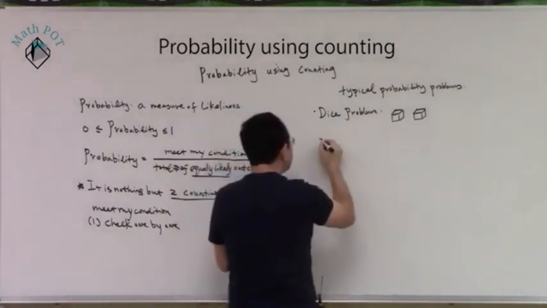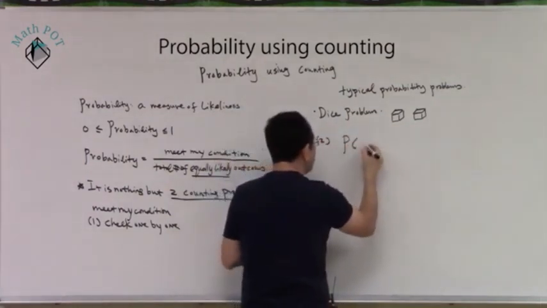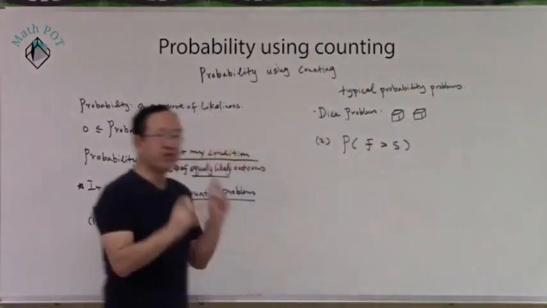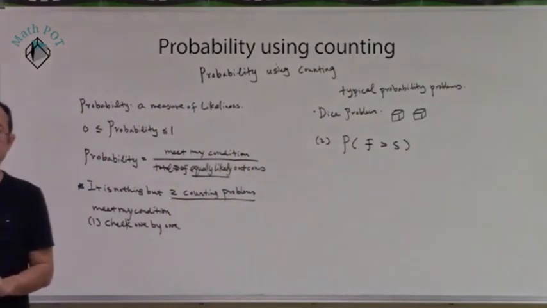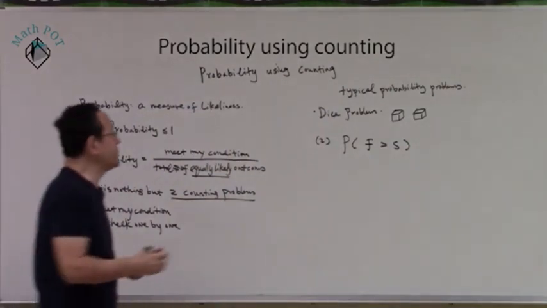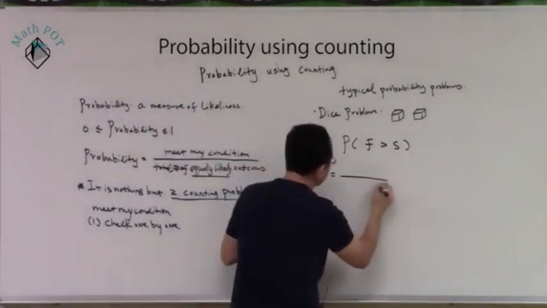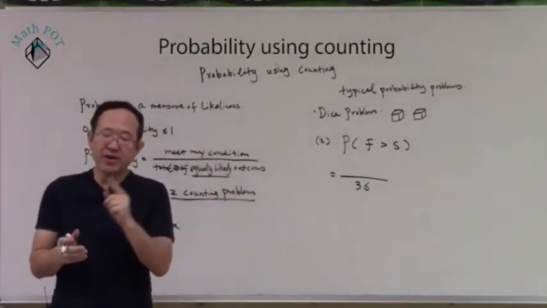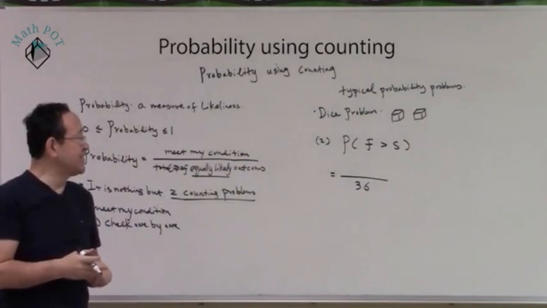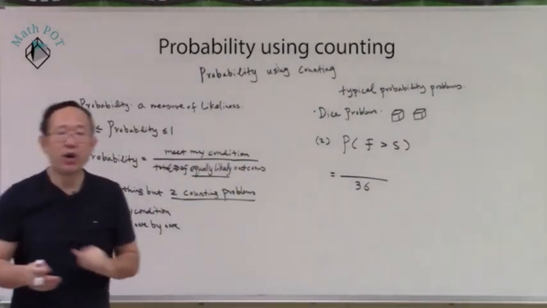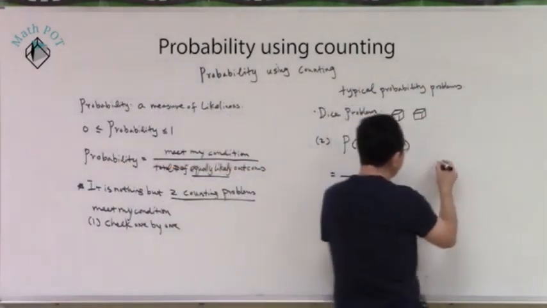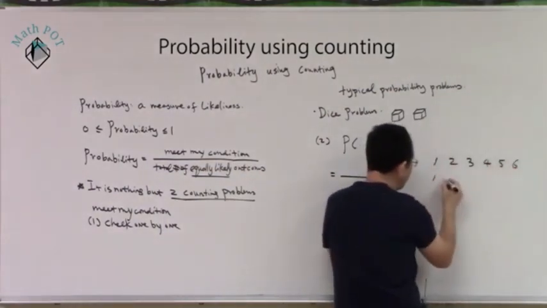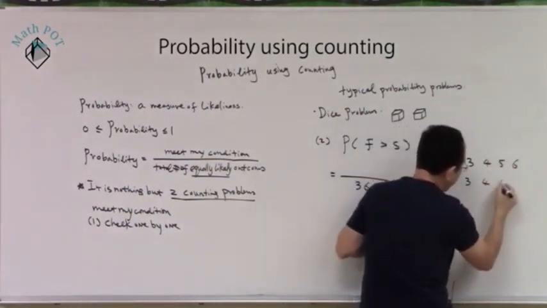Let's figure out another probability: that the first number is greater than the second number. We know the total is 36. That is very clear. The question is how to figure out the outcomes meeting the condition. For this one, I'm still going to solve it by checking one by one. The first number could be 1, 2, 3, 4, 5, 6. The next number could also be 1, 2, 3, 4, 5, 6.